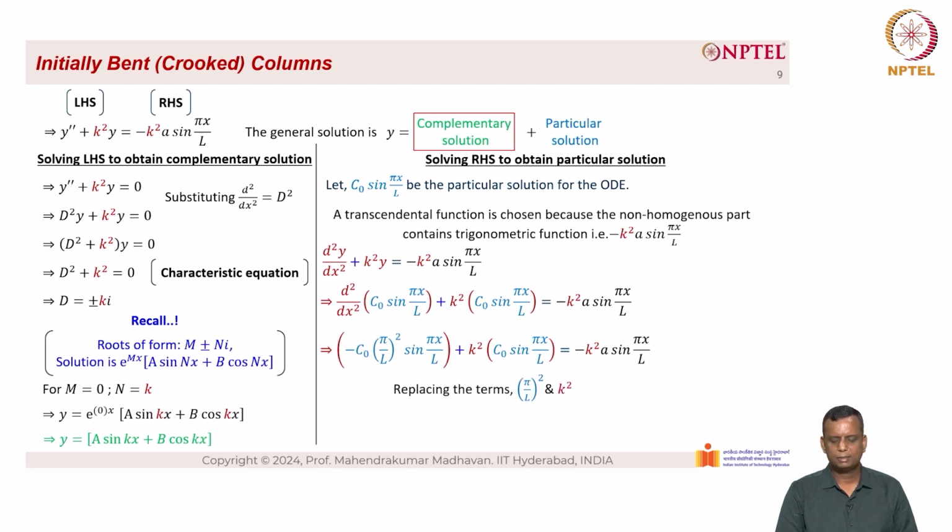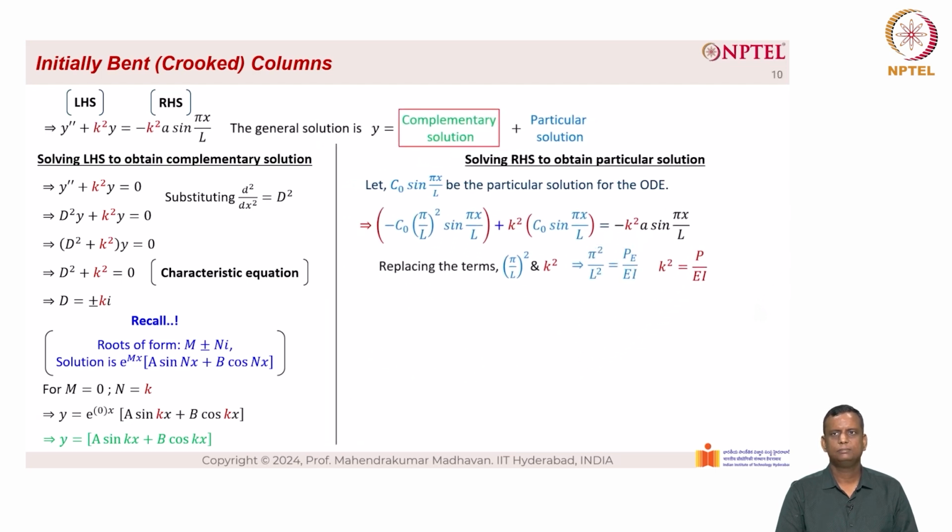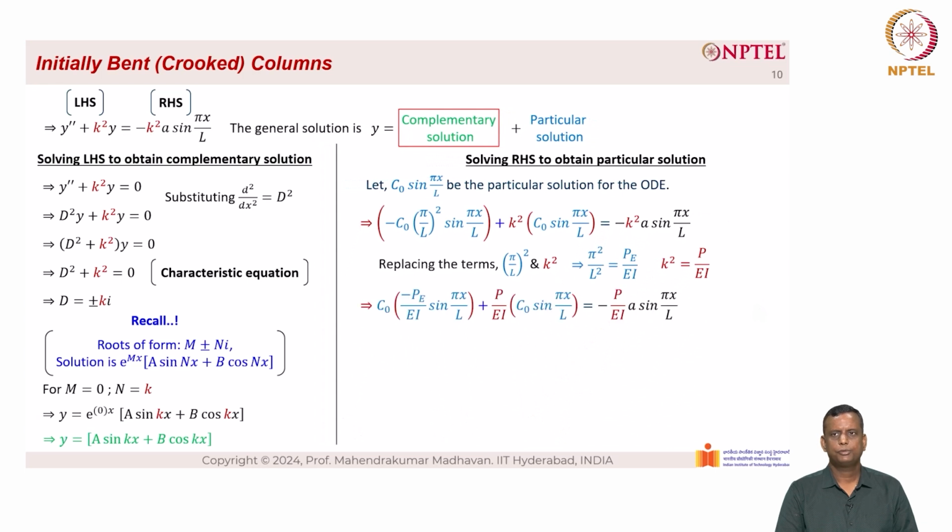Now, we can replace the term pi by L the whole square and k square. We know that P critical equal to pi square EI by L square. So, pi square by L square becomes P critical by EI. We also know that k square equal to P by EI. So, when we substitute the above terms, we have C0 into minus PE by EI into sin pi x by L plus P by EI into C0 into sin pi x by L is equal to minus P by EI into A sin pi x by L.